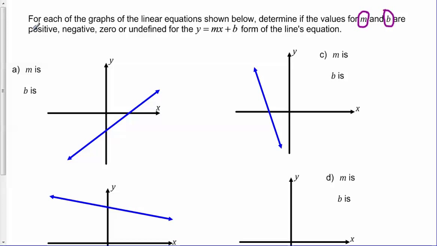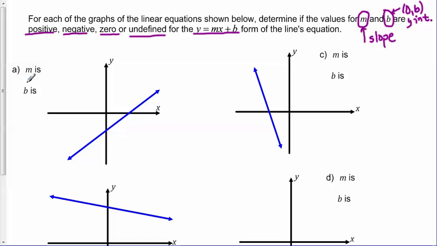And remember, we don't have to come up with actual numbers. We just have to decide if they're positive, negative, 0, or undefined. So let's think about what these different values are. When we have y equals mx plus b, remember that the m gives me information about the slope, okay? And that the b gives me information about the y-intercept.